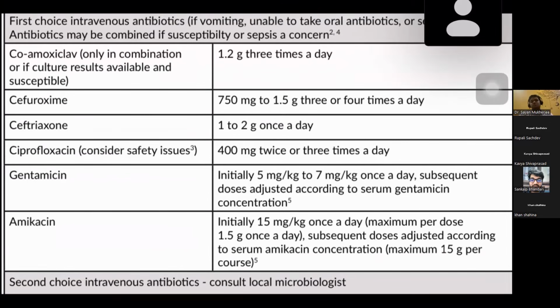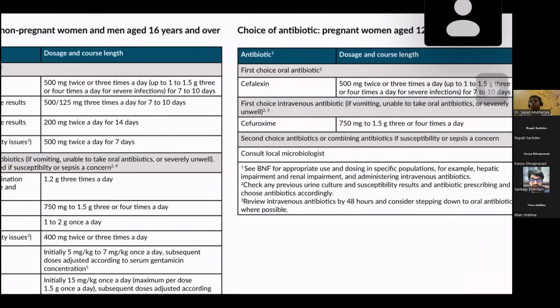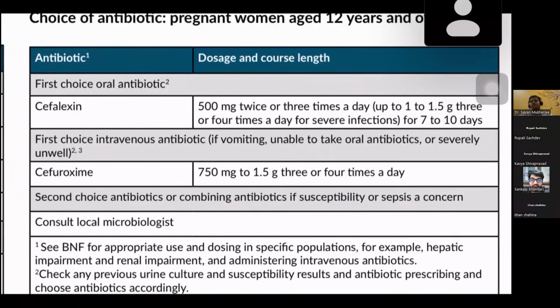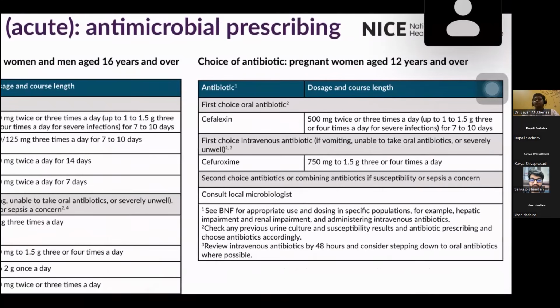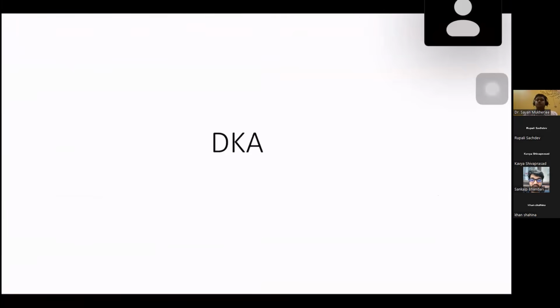This is the usual treatment, but you need to remember what if a pregnant woman comes to you with an upper UTI? Then you use cephalosporins, use cephalexin for oral, and for intravenous, you use cefuroxime. These two are very safe in a pregnant patient. So you can't use other medications like ciprofloxacin, which is not allowed to be used in pregnancy.